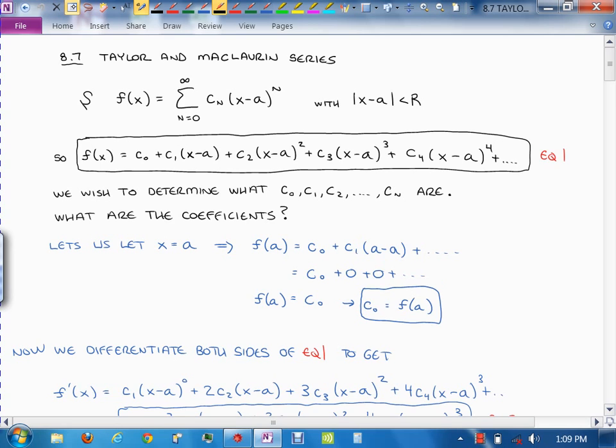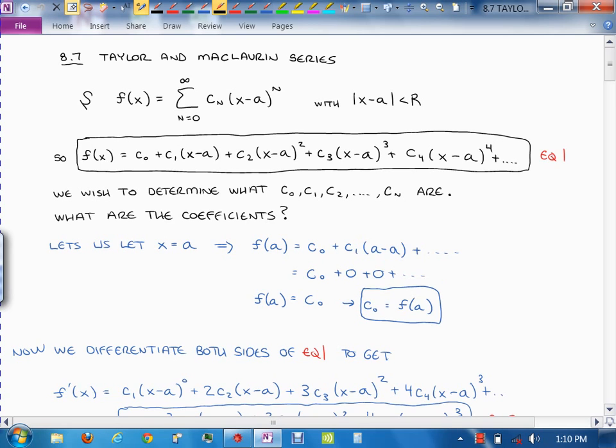So suppose that there's a function f of x which can be written as a power series. This is what we talked about last time. A power series is a sum from n equals 0 to infinity of c sub n, which is just a constant, in front of powers of x minus a. We did a lot of problems where a was 0, and it was just x to the n. And over here we have the absolute value of x minus a less than capital R. What's capital R? We called that the radius of convergence.